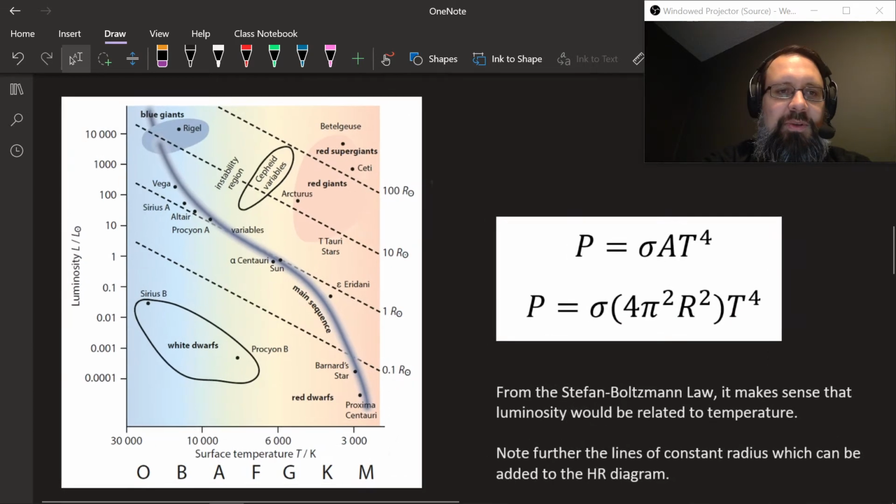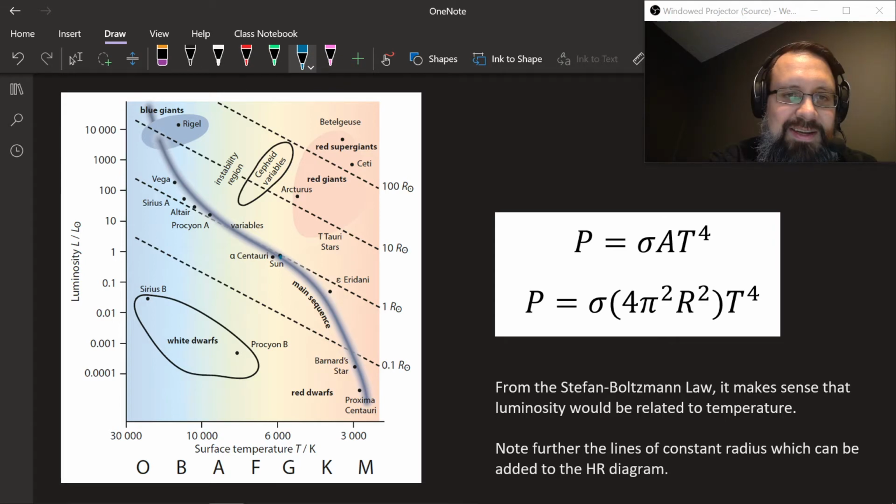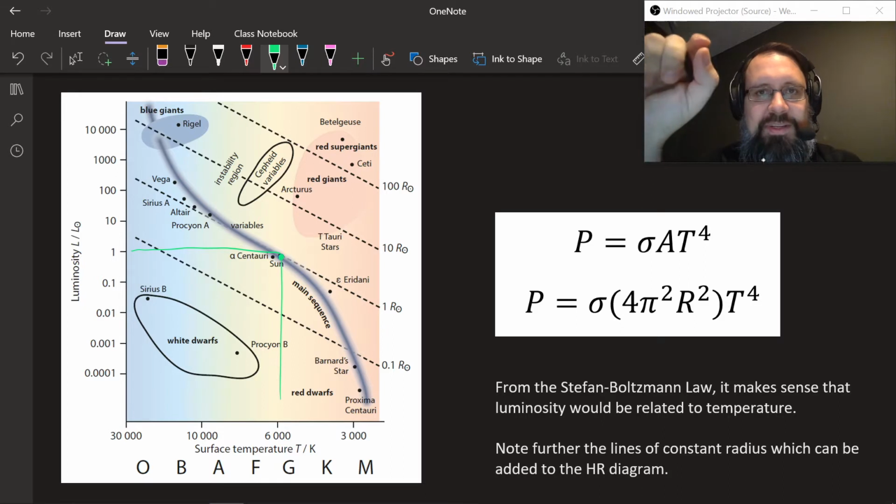Okay, first off, here's a really cool graph. I took this out of our textbook. You can see all the different stars here. There's the sun, so that's where you find the sun on this diagram. Notice that the sun is right in the center, because it has a luminosity of 1 and a temperature of 6,000. So the sun is kind of the reference in the middle.